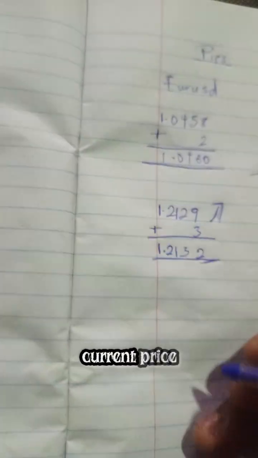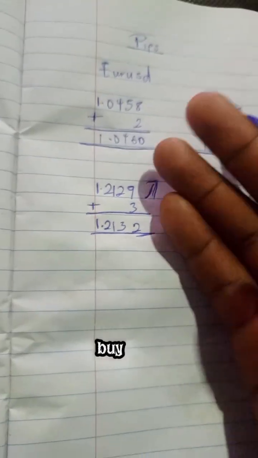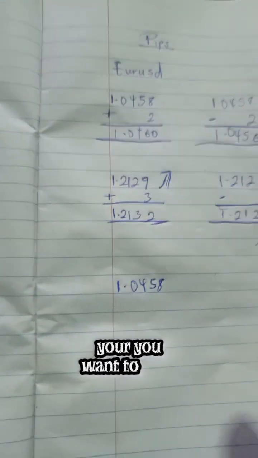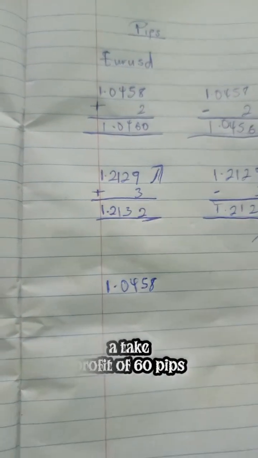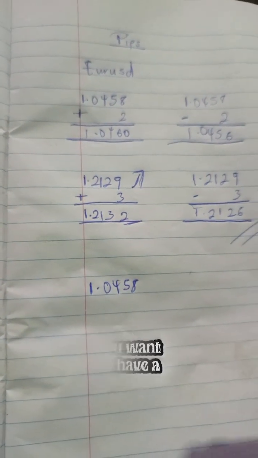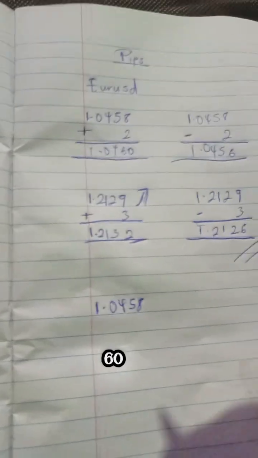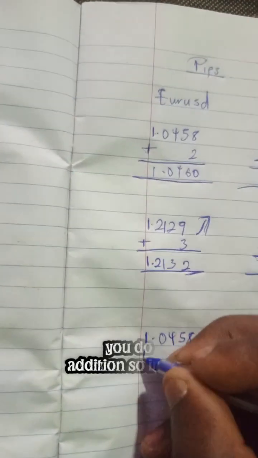Let's say for example you enter a buy trade on Euro USD and you entered at 1.0458, and you want to have a take profit of 60 pips, right? And a stop loss of 20 pips. What do you now do? You want a take profit of 60 pips, so what you do is you do addition.